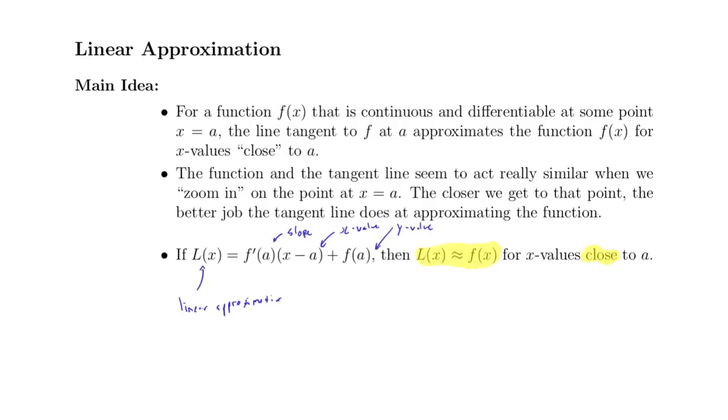L of x, the y value of the tangent line, is approximately equal to f of x, the y value of the function, for an x value that's close to this point at which we built the tangent line. So when you get really, really, really close to that intersection point between them, the y values are going to almost be the same. All right, let's take a look at some actual examples where we do this.